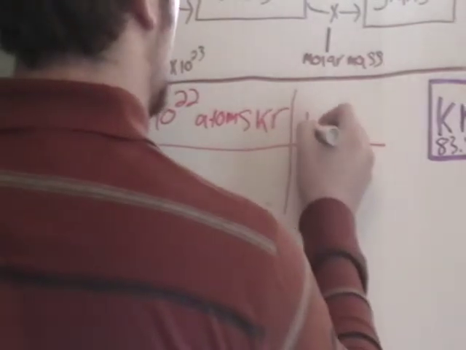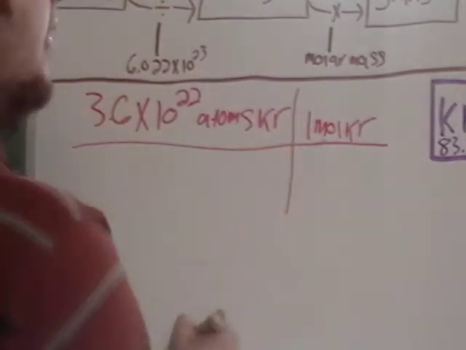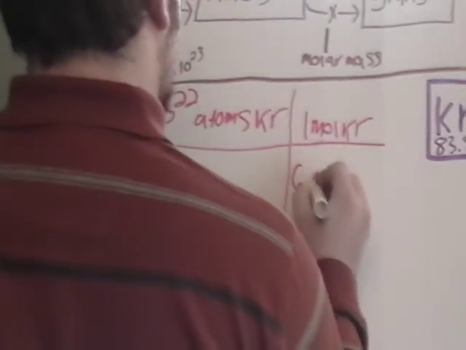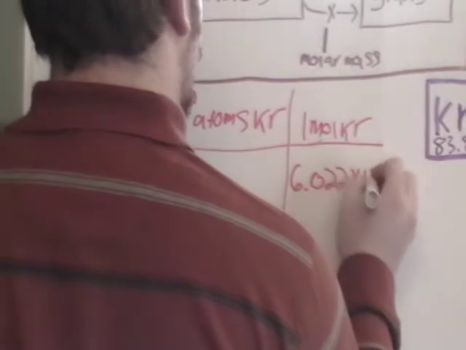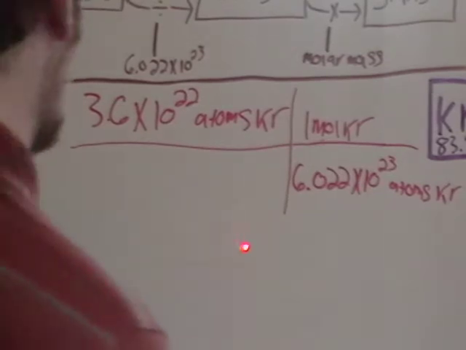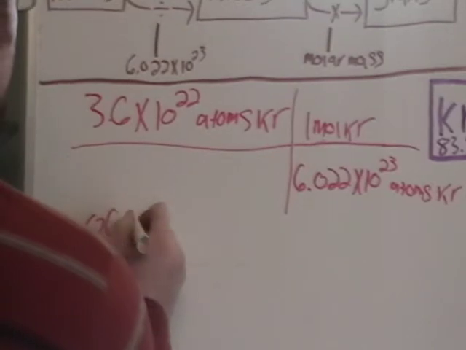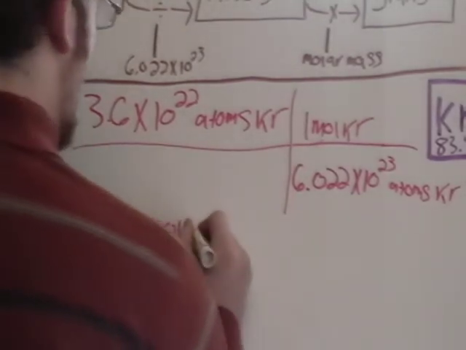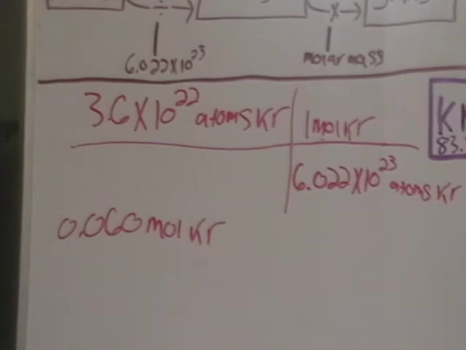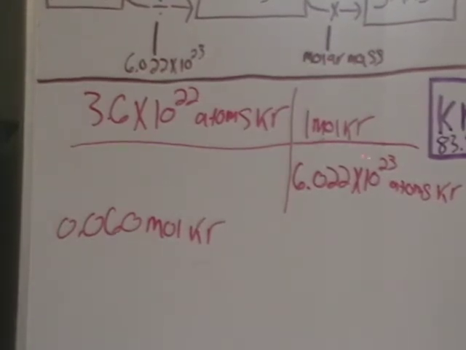So we can say we want to convert to moles, so we can say in 1 mole of krypton, there's Avogadro's number of particles, which is 6.022 times 10 to the 23rd atoms of krypton. And this, you should get what we got before for moles, and it's 0.060 moles of krypton.